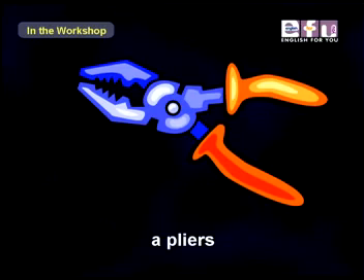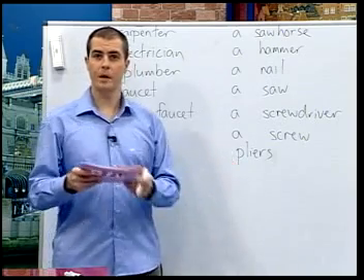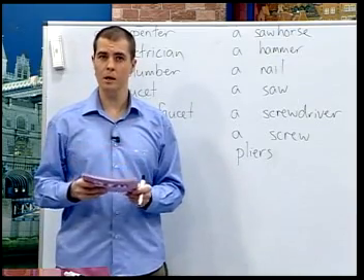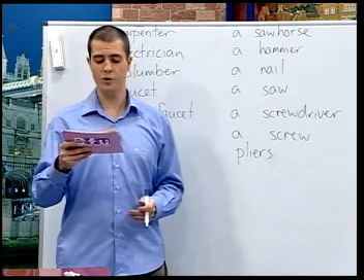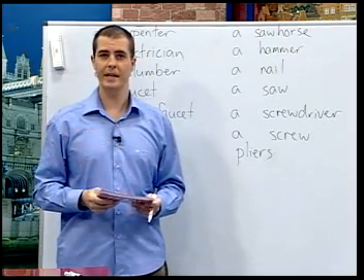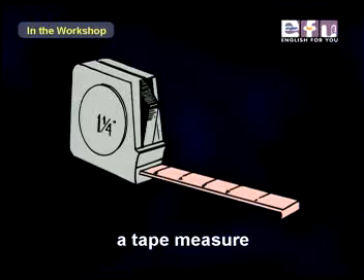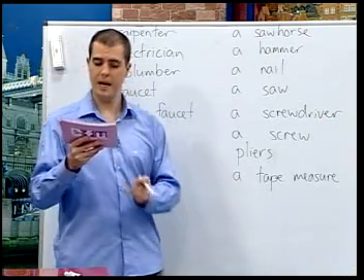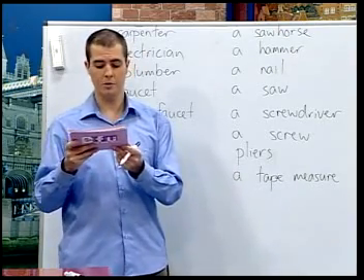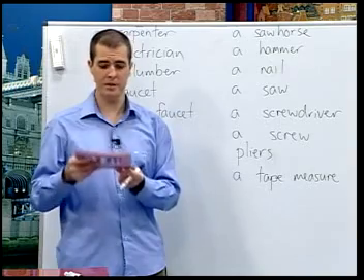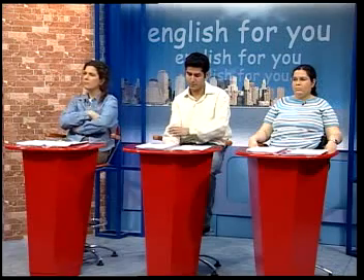Pliers. Well, this is a tool, a small tool, made of two crossed pieces of metal used to hold small things or to bend and cut wire. And finally, a tape measure. A tape measure is a long, narrow band of cloth or steel marked with inches and feet or centimeters. It's used for measuring something.